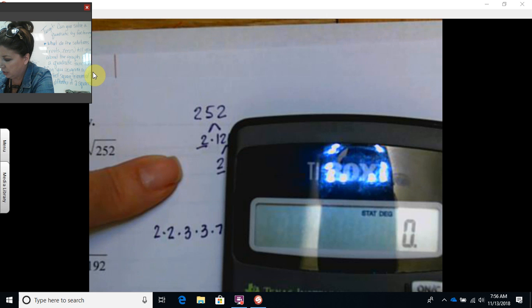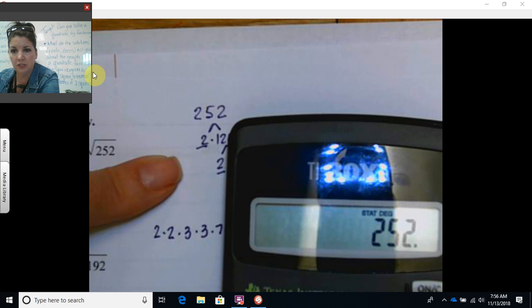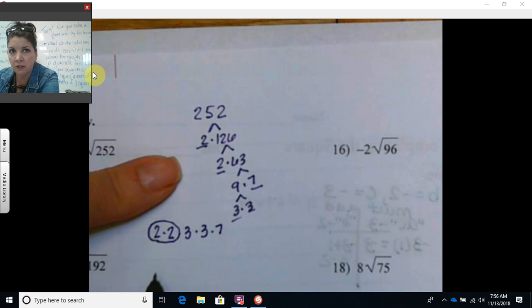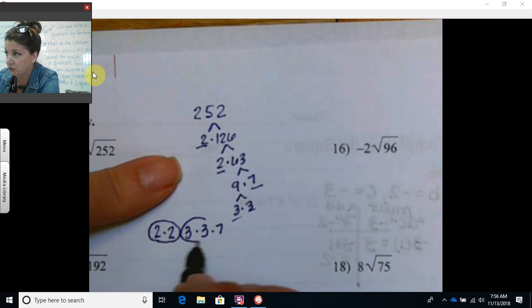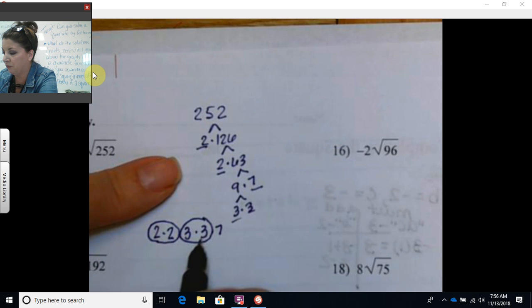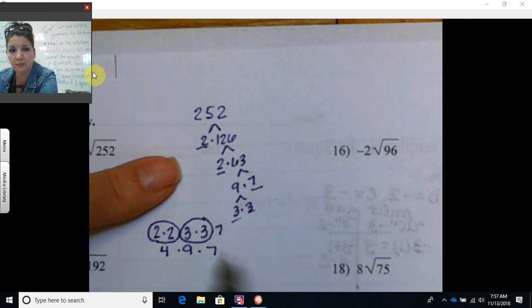2 times 2 times 3 times 3 times 7 is 252. Okay. So if I have any two factors that are identical, that makes a perfect square. I've got another pair of identical factors, that makes a perfect square. So instead of 2 times 2 times 3 times 3 times 7, I could change that to 4 times 9 times 7, right?